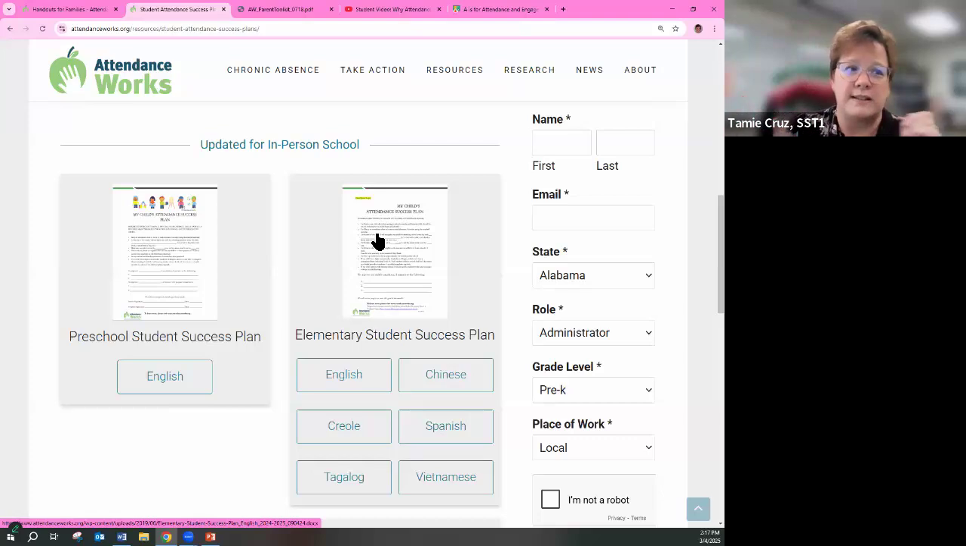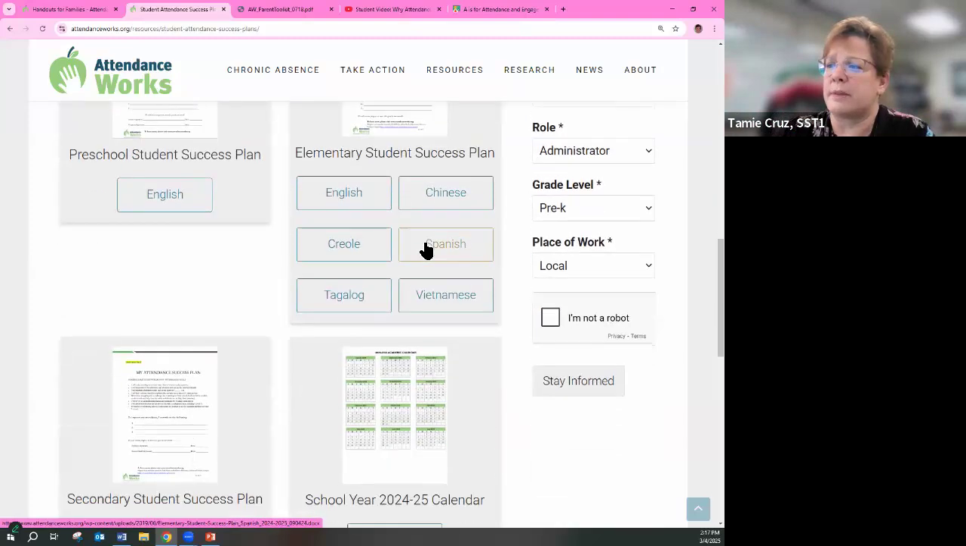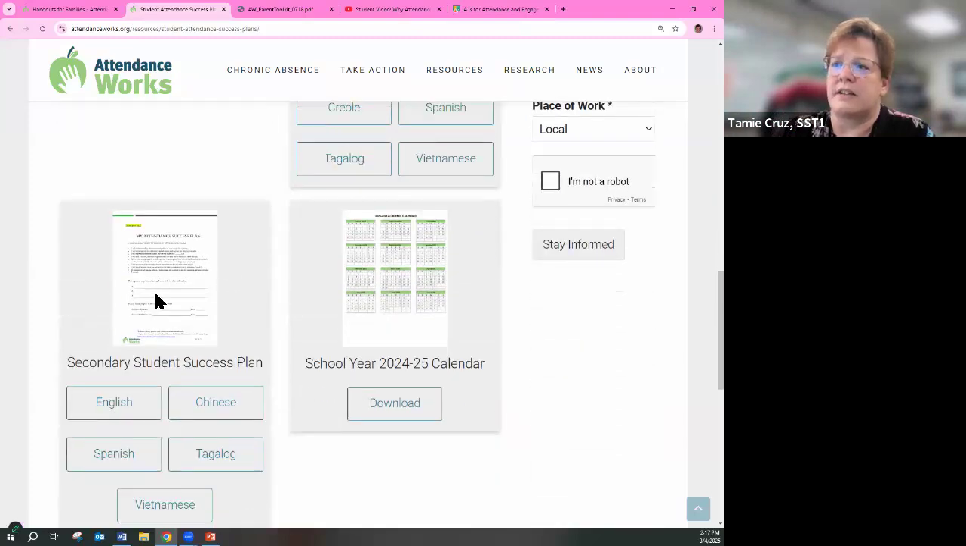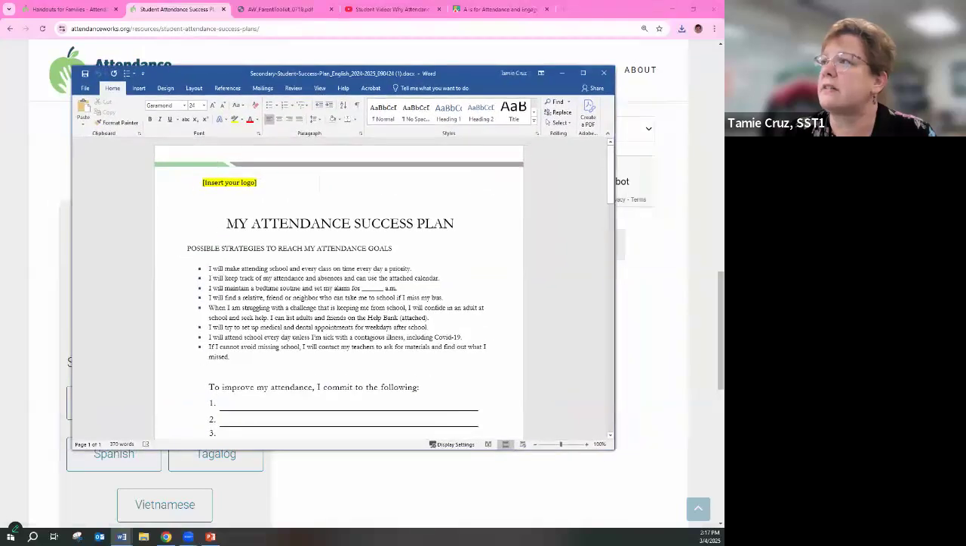If you have questions, Lisa Height in our office is our resident expert on all of those things. So this takes a student success plan. So that one's preschool, we have elementary, and we have secondary. So let's look at the secondary here real quick. And this is able to be edited. Flip back over where you can see it.